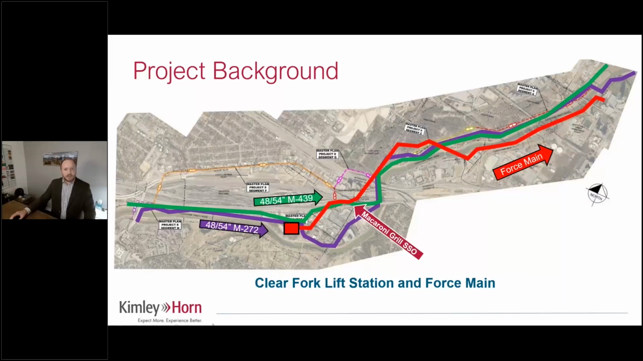So here's kind of a look at the alignment. And this is that upper reach of that area, as I mentioned. You can see the Macaroni Grill overflow, or SSO, right there in the middle with the maroon arrow. And the purple and green lines represent the two interceptors that the city was having challenges with from a capacity standpoint in the near term, or now, and then anticipating growth upstream, which would just make it worse.